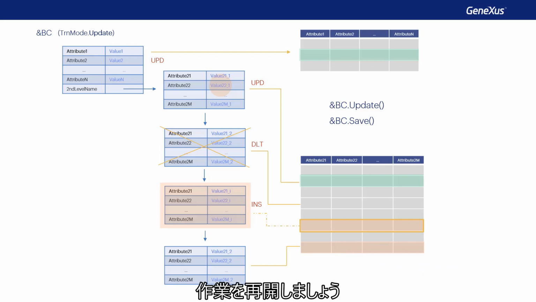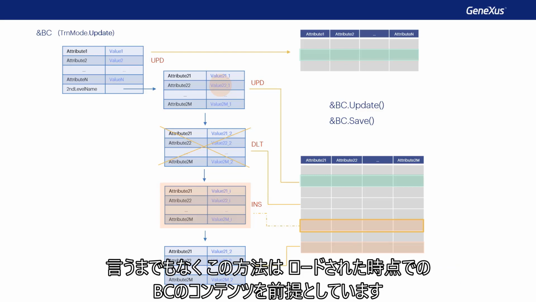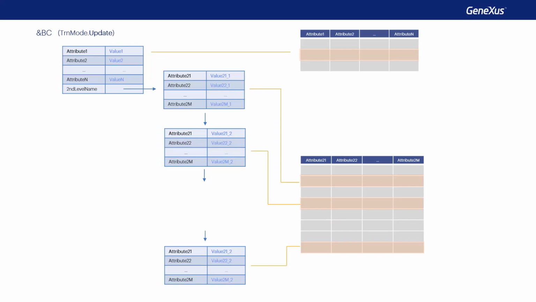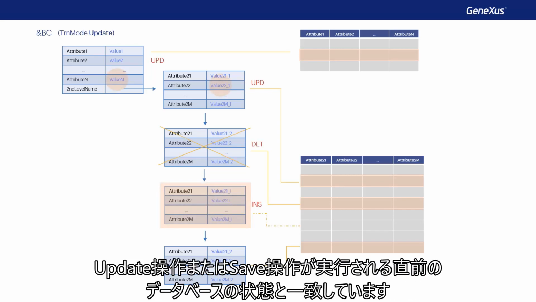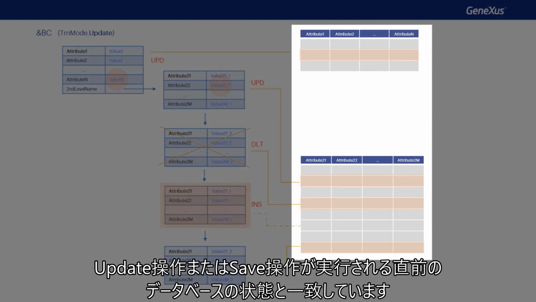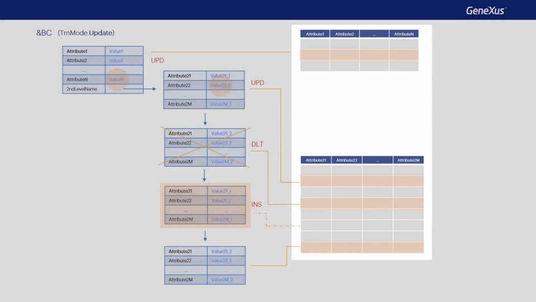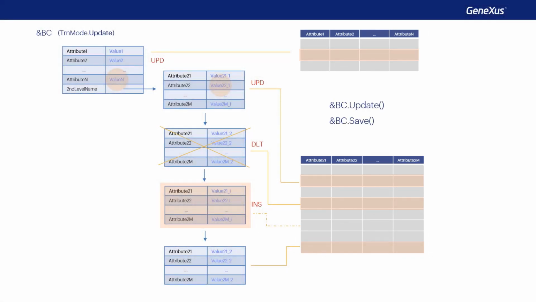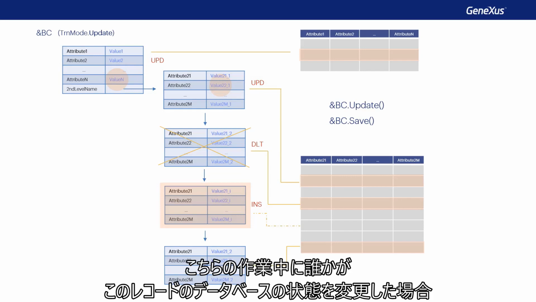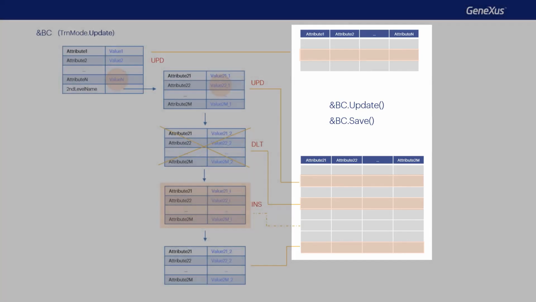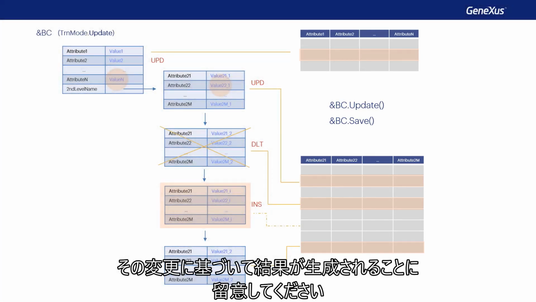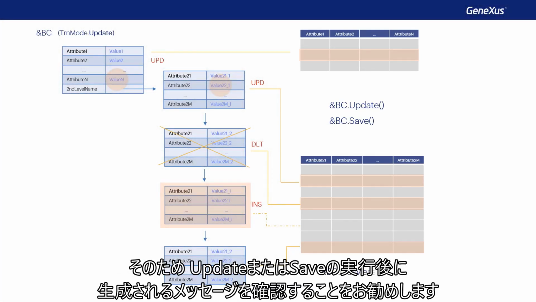Let's resume our work. Of course, this solution is based on the premise that the contents of the BC when it was loaded, before making the changes by code, matched the database state immediately before the update or save operation was executed. Keep this in mind, because if someone changed the state of the database for these records in the meantime, the result will depend on those changes, so it's a good idea to review the messages generated after the update or save.